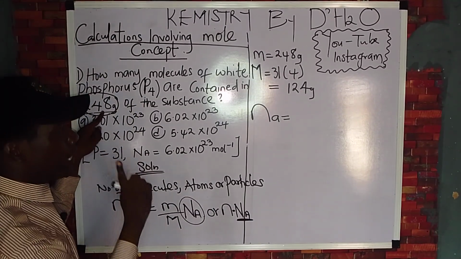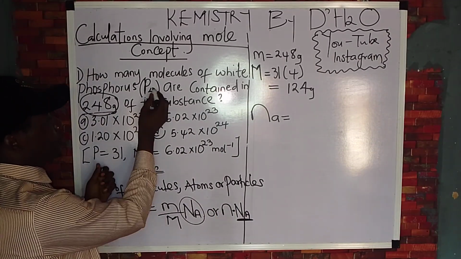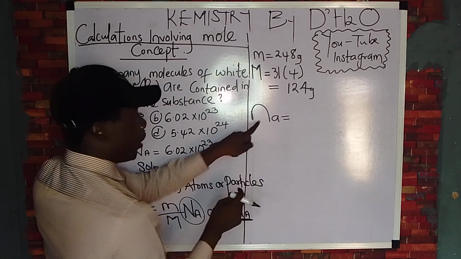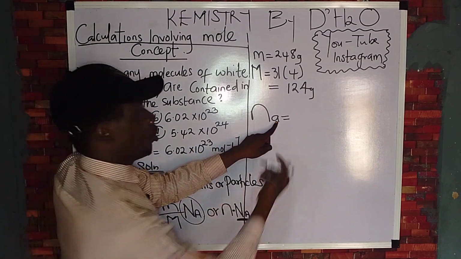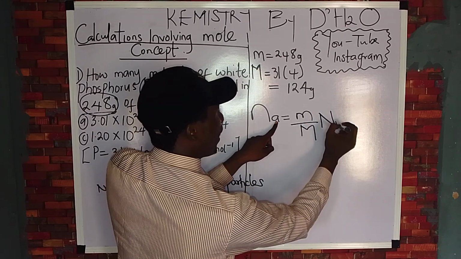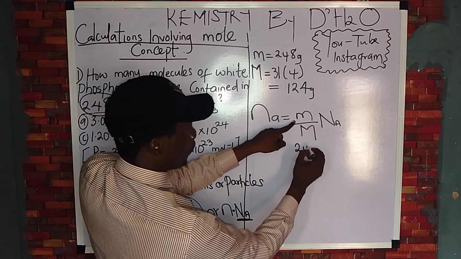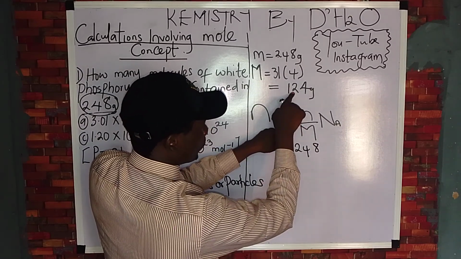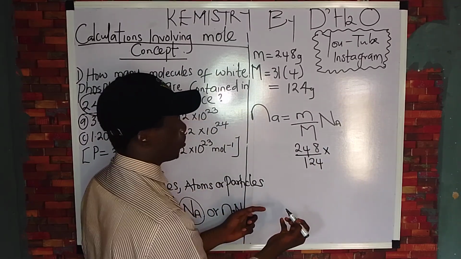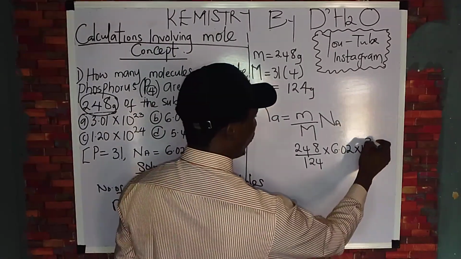Our molar mass, we have solved it now. Remember, they gave us 31, and it's a polyatomic molecule. See, there's 4 here. So use 4 to multiply it to get the molar mass, 124. So our number of molecules or number of atoms is reacting mass over molar mass times your Avogadro's constant. So what's the reacting mass? Very easy. It is 248. What is your molar mass? It is 124, times your Avogadro's constant, 6.02 times 10 raised to the power of 23.